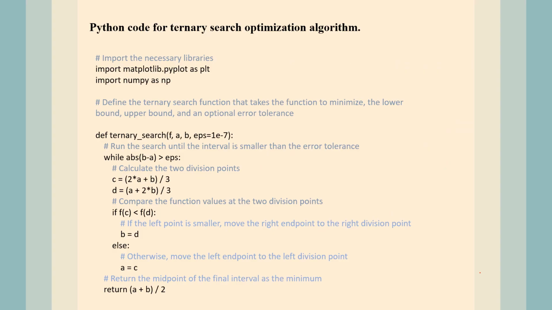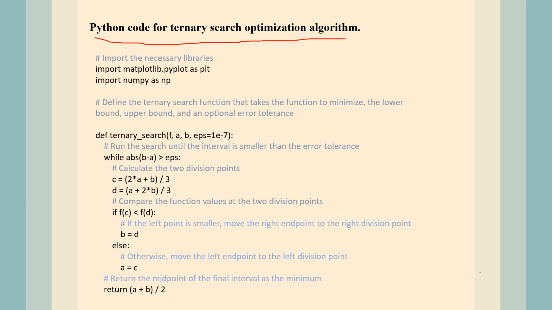So the Python code for ternary search optimization algorithm is mentioned here. The first step we have to do is to import two libraries, that are matplotlib.pyplot and numpy. The first library is used to plot different graphs of different functions, and numpy is used to work with different mathematical expressions. And then we have to define a function called ternary search and implement all steps that are there in ternary search optimization algorithm.